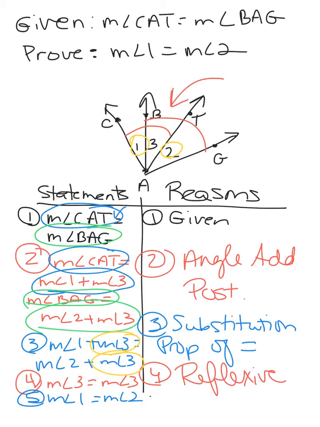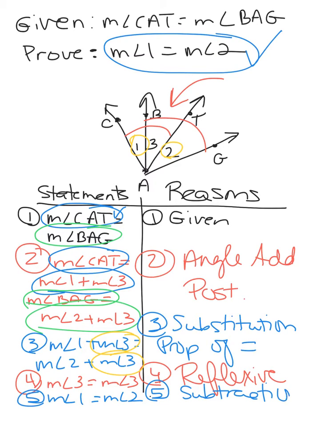I subtract those out, which is actually, if you look back up to my original information, what I'm trying to get to. So what did I do there? Well, I subtracted. Subtraction property of equality. I subtracted out measure of angle 3 is equal to measure of angle 3.